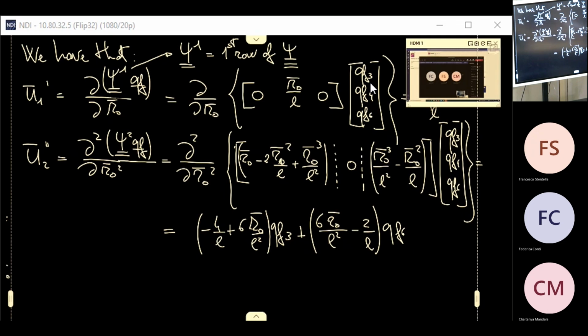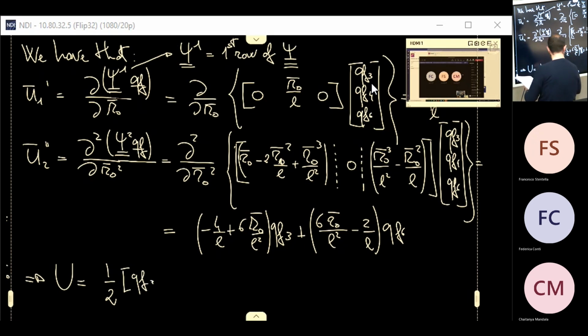Okay. With this in mind, you have eventually the tower strain energy U can be written as follows: 1 over 2. If you do the integral, etc., I will spare you all this. But you can check the algebra by yourself if you want.